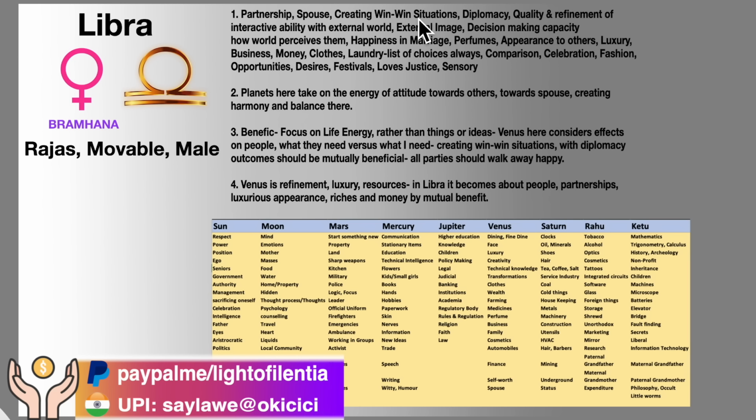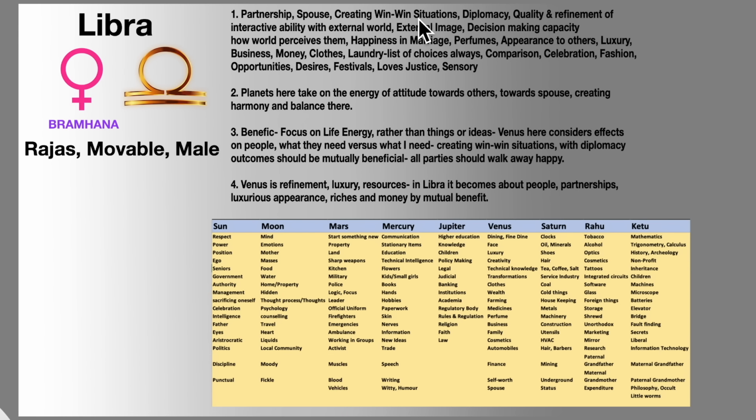Not just about yourself. In Taurus, it was very selfish. It was about itself. My food, my resources, my everything. Even in Aries, it was about I, me, myself. Aries is very egotistical, right? But in Libra, it changes color. Libra is the bridge which goes from you onto others.